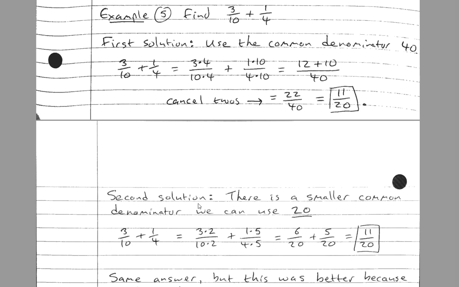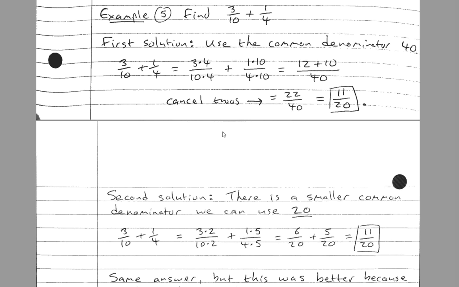Yeah, so there is a second solution. So in fact, we can use a common denominator of 20. Okay, so that 3/10, if you multiply top and bottom by 2, you get 6/20. And for that 1/4, if you multiply top and bottom by 5, you get 5/20. And now adding these, that's 11/20. Okay, so that was quicker.